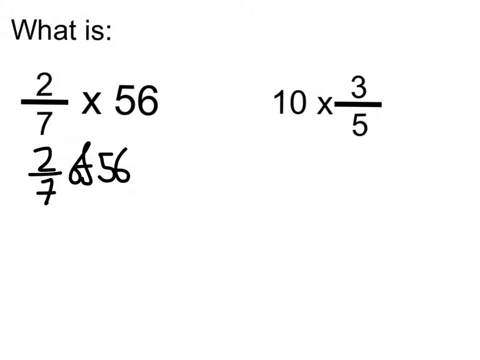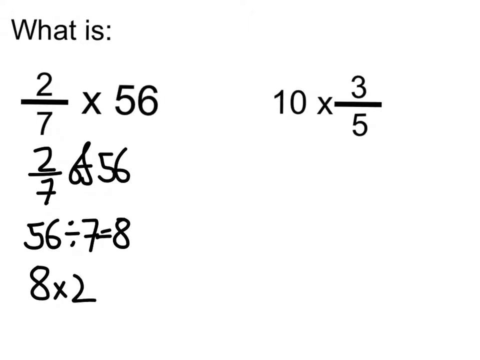To work out 2/7 of 56, we divide by the denominator, so 56 divided by 7 is equal to 8, to work out what 1/7 is, and as we want 2/7, we times the 8 by 2 to get 16.